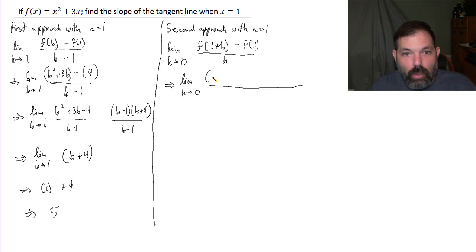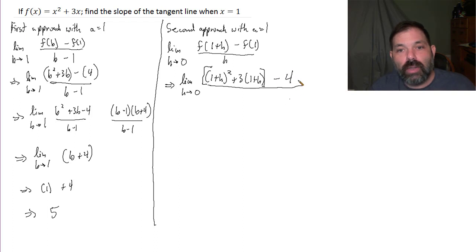So this is going to become 1 plus h squared plus 3 times 1 plus h. All right, so we have that. I'm going to just bracket that so we can clearly mark where it begins and ends. Then f of 1, well, f of 1 is still 4, right? That hasn't changed, over h. So now, again, you should be able to evaluate the limit from this point. So now would be a good time to pause, try that out on your own.